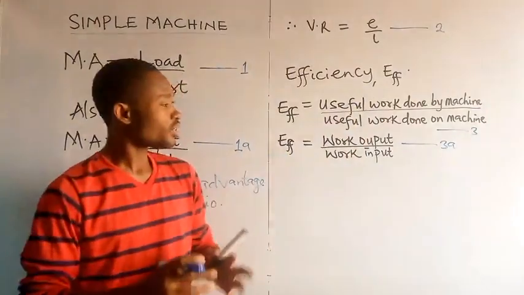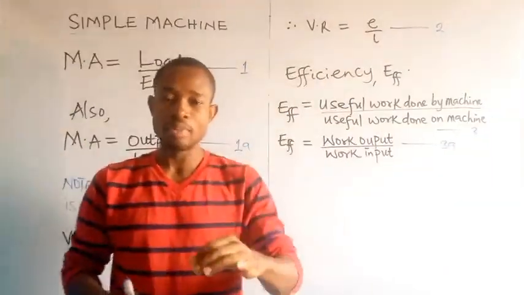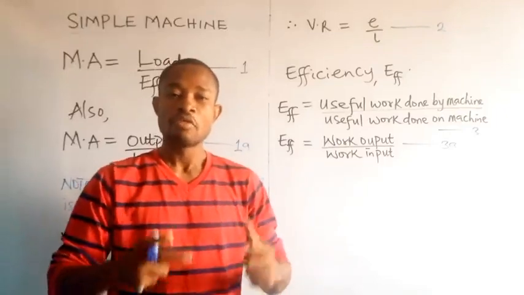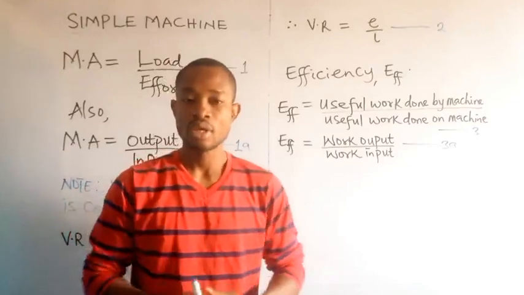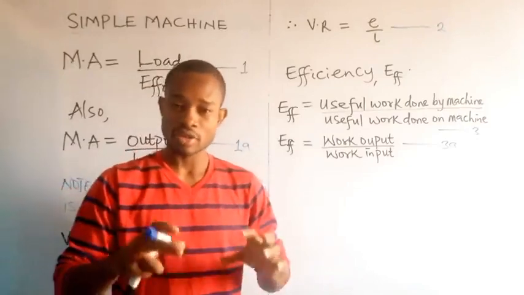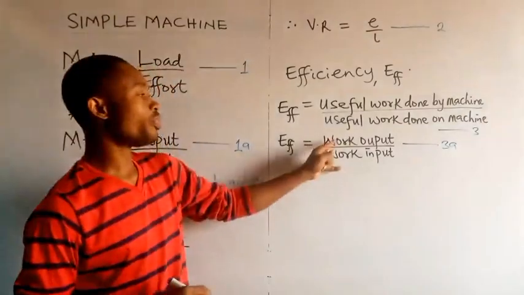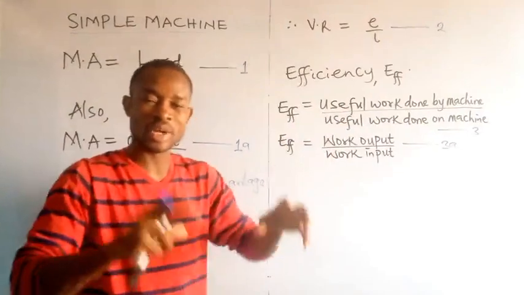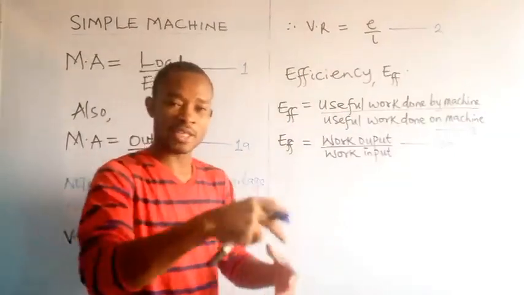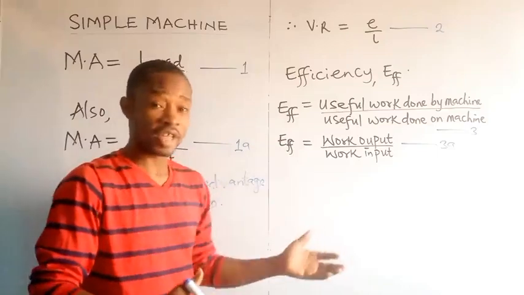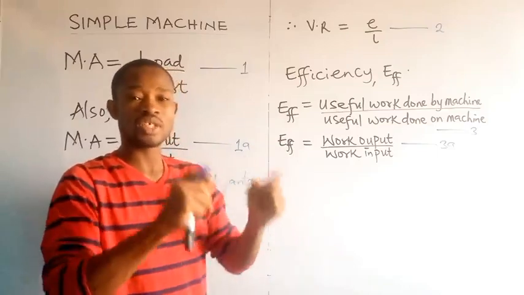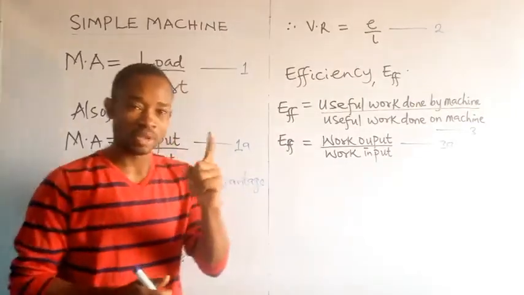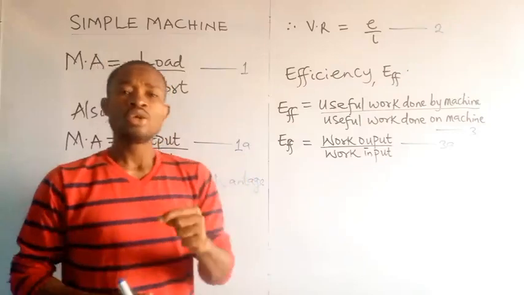And then quickly, let us do something. We know the basic definition of work done. Work done is equal to force times distance. So we can actually break down this formula, work output, work input. We can substitute force and distance, that is force times distance, for them, so that we can see what this formula will look like.